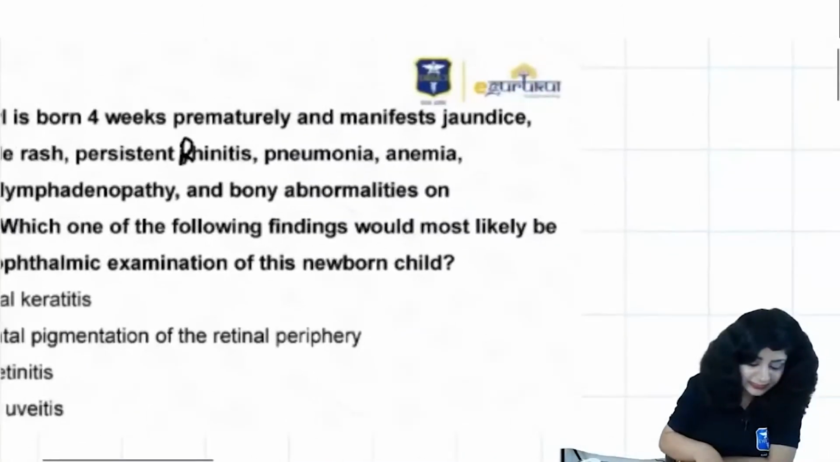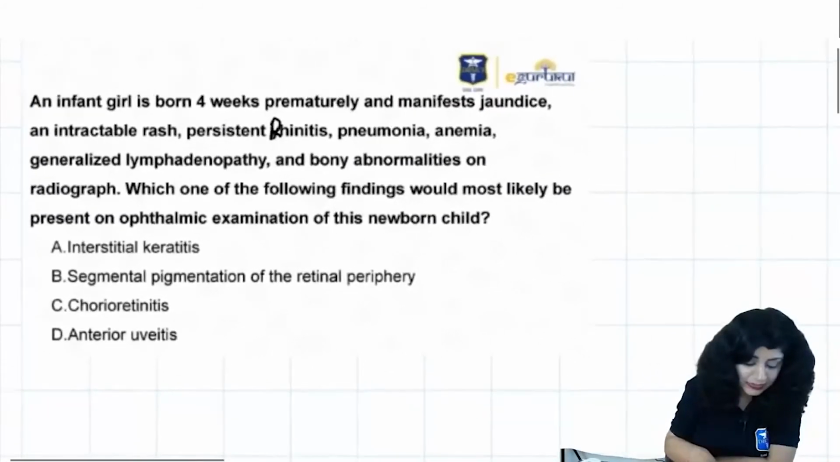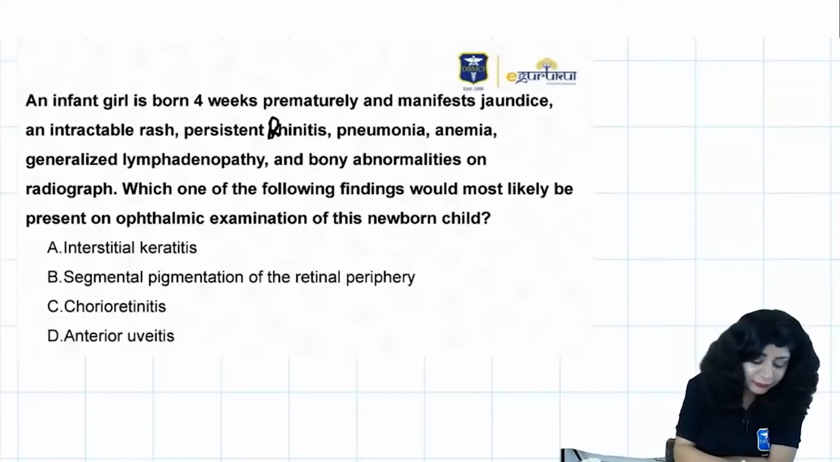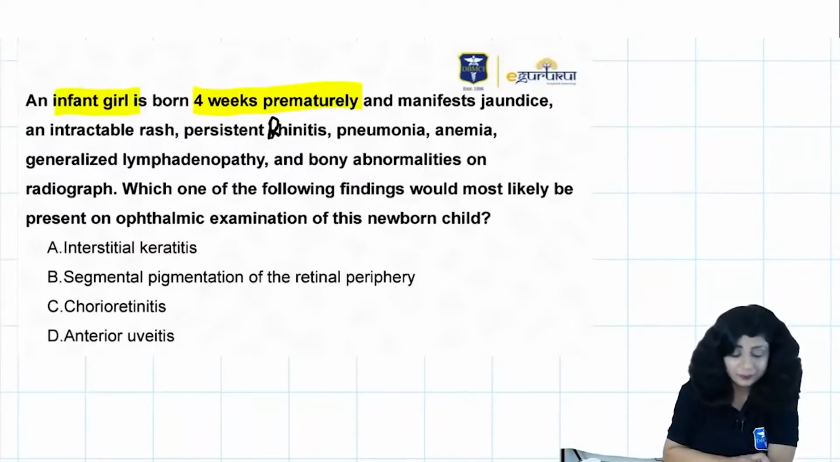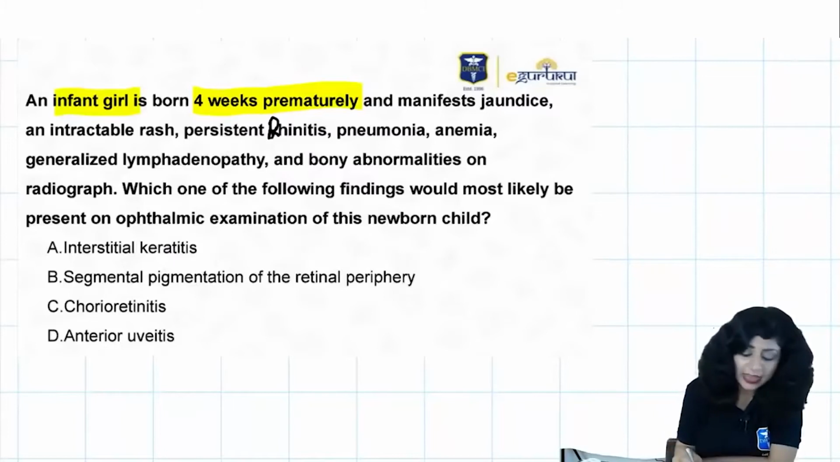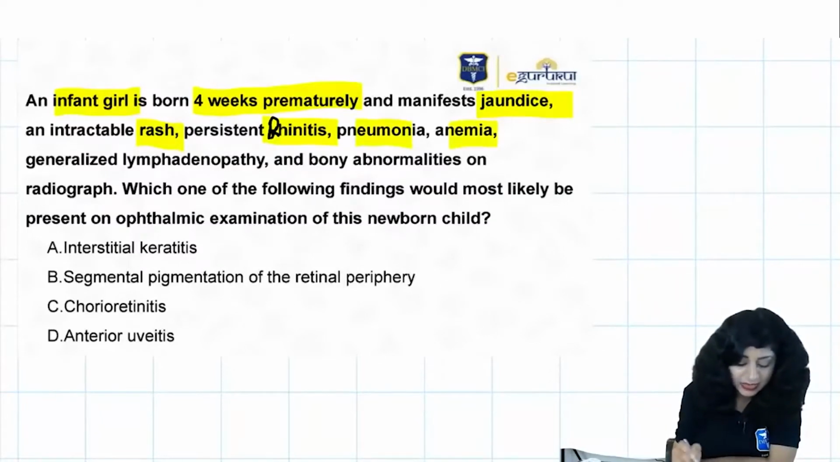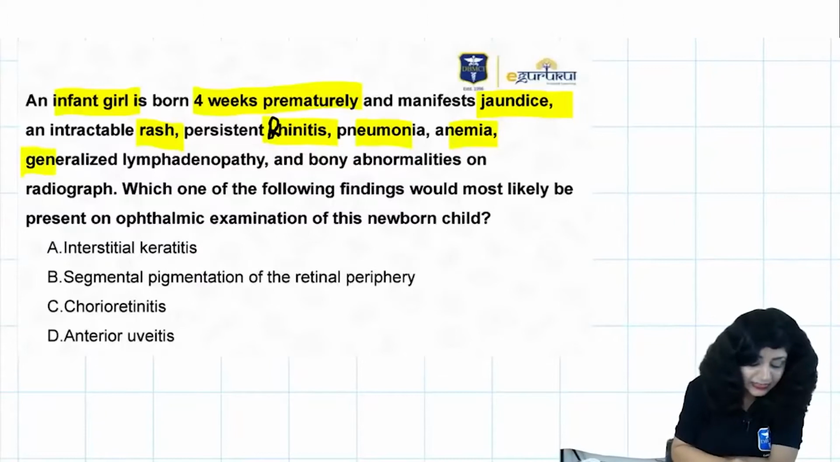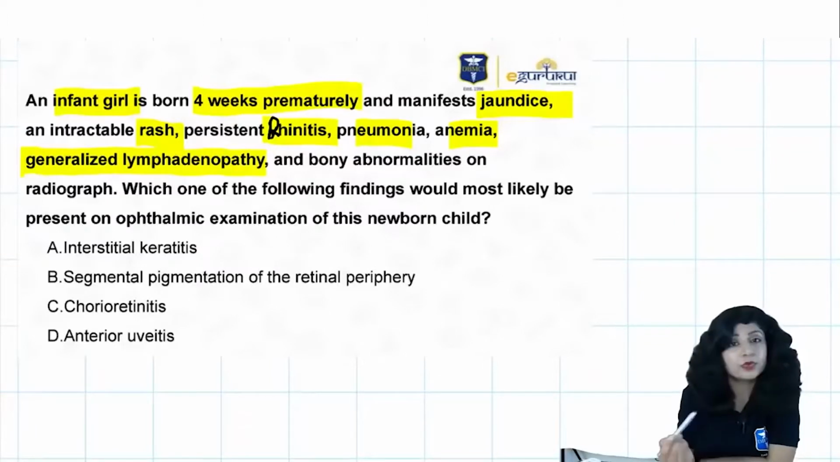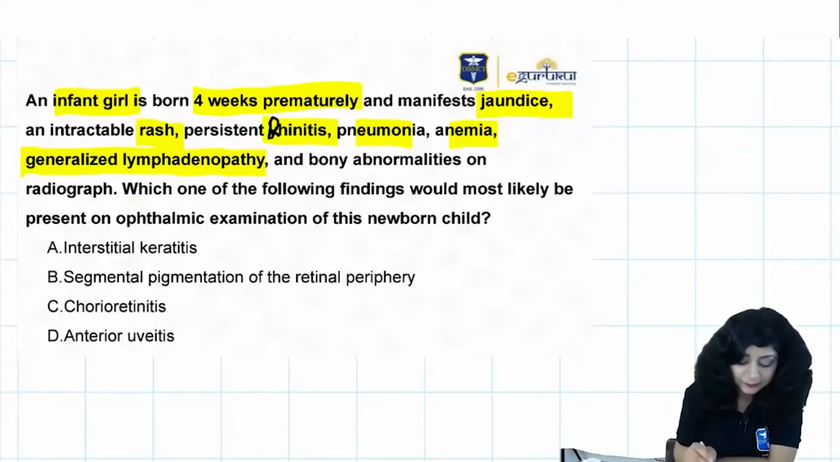So let us see another question here. Again, we have an infant girl who is 4 weeks premature, and she's presenting with jaundice. We have a rash, we have rhinitis, pneumonia, and anemia is also there. We have generalized lymph node enlargement. Bony abnormalities are also there.